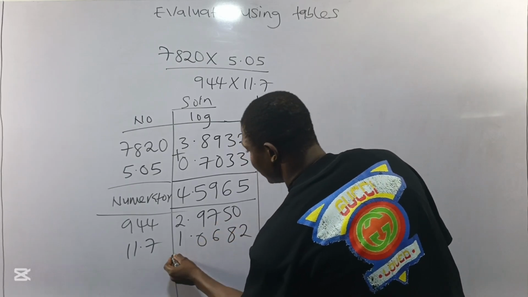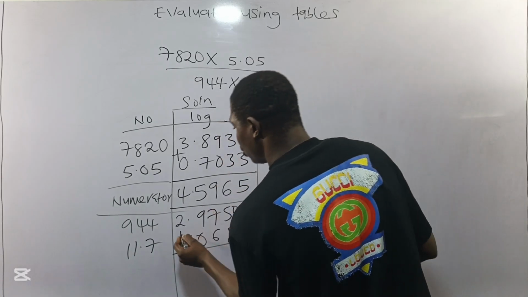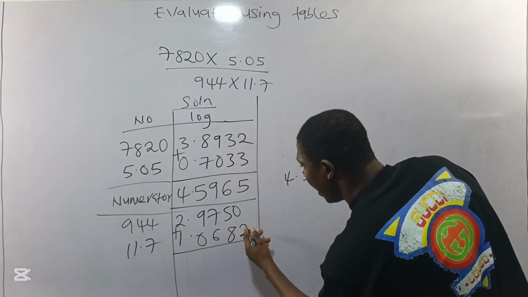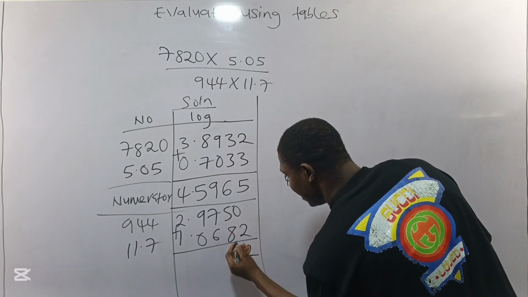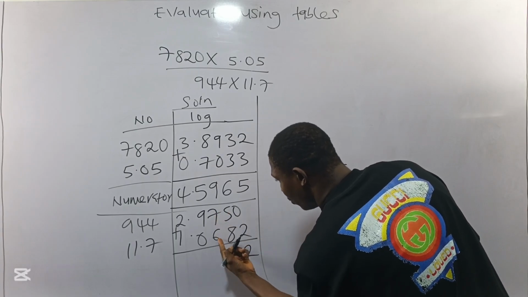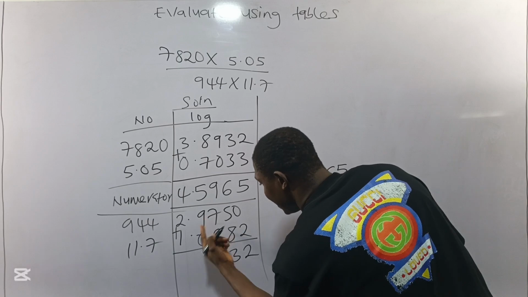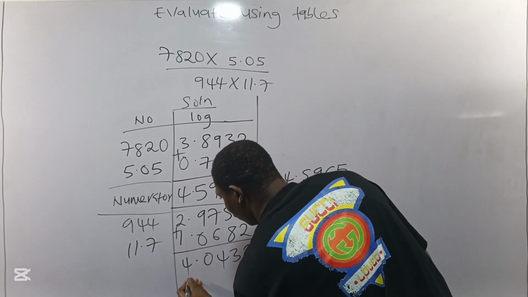0682. No difference. So since it's multiplication here also, I'll add up. And I'll have 0 plus 2 is 2. 5 plus 8 is 13, 3 carry 1. 7 plus 7, 14, 4 carry 1. 10, 0 carry 1. And here is what? 4.